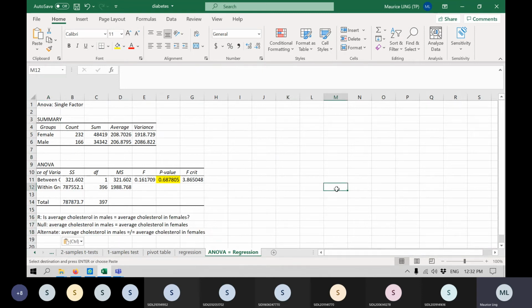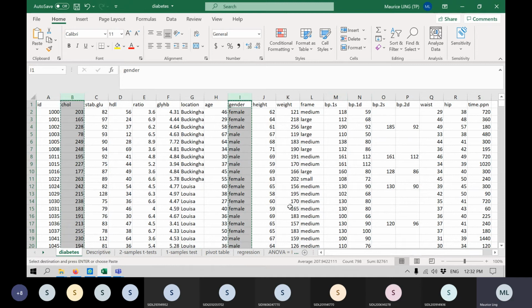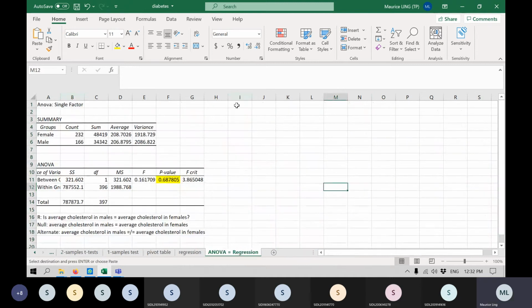Okay, why not we try to repeat this whole thing in a regression format to show you, do I get the same results? Okay. So I have cholesterol for males, cholesterol for females. Let's go back. Cholesterol and gender. So let me just paste it here.